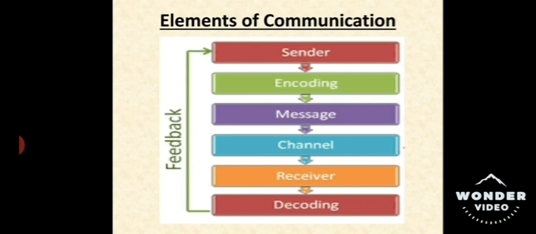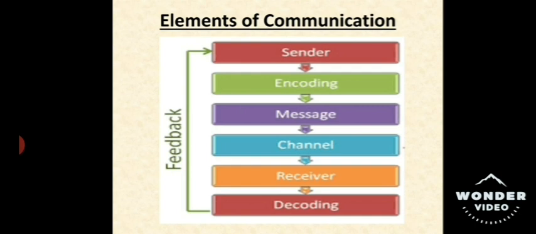The next element is feedback. You can see a line from decoding going back to the sender. This element is called feedback. After receiving and understanding the message, the receiver sends a message back to the sender that he understood the message. This message sent by the receiver to the sender is called feedback. It is a type of confirmation that I have received the message and understood the message correctly.